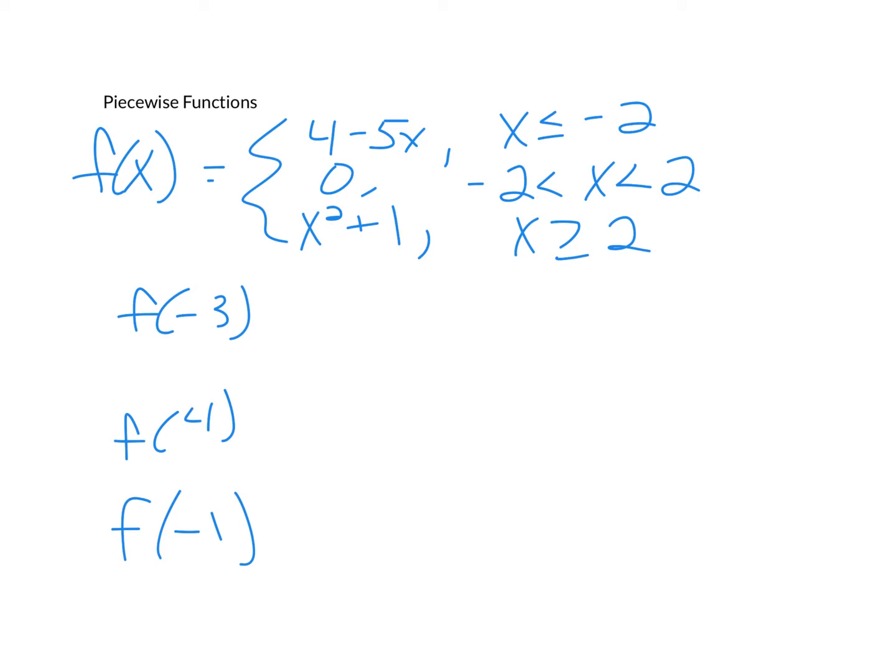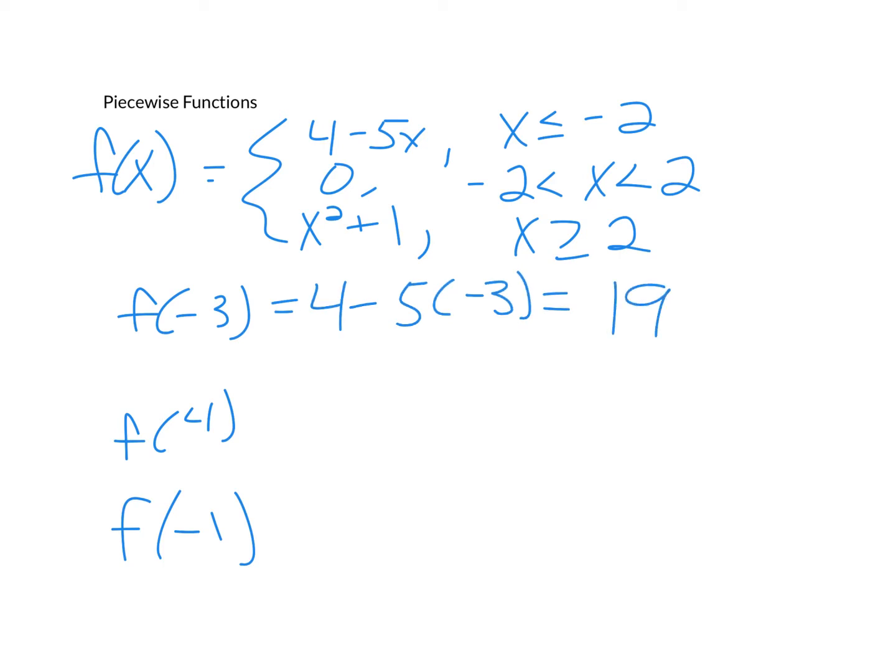So right here we have f of negative 3. We want to find that. So where does negative 3 fall on our piecewise function? Right here. So therefore we're going to plug in negative 3 there. 4 minus 5 times negative 3, and it's going to get us 19.